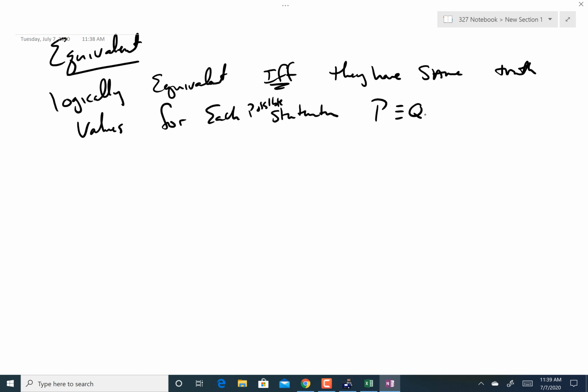You put together a truth table like we did a minute ago. Test each combination of the truth values of a statement to see whether or not the truth value of P is the same as the truth value of Q. If in each row the truth value of P is the same as Q, then P and Q are logically equivalent. If in some row P has a different value, they are not logically equivalent. That's all there is to that.